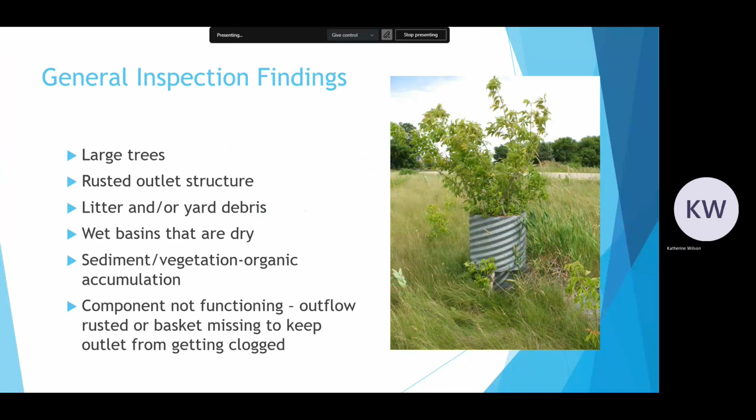For example, we found some basins having large trees growing around them. We found rusted outlet structures, piles of yard debris, retention ponds turning dry. We found some excessive organic buildup. So why should all these issues be addressed? Let's say the outlet is clogged, water is not getting out of the pond as it should, and it's causing flooding. This flooding could potentially affect adjoining properties and buildings, making it a larger issue.